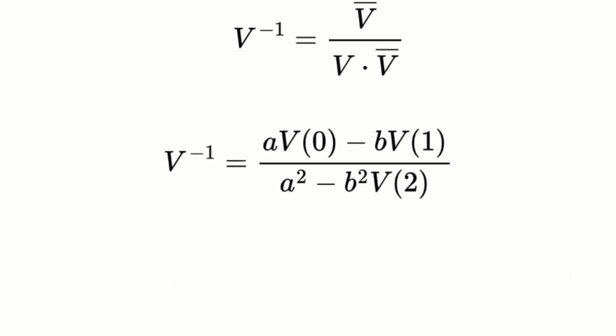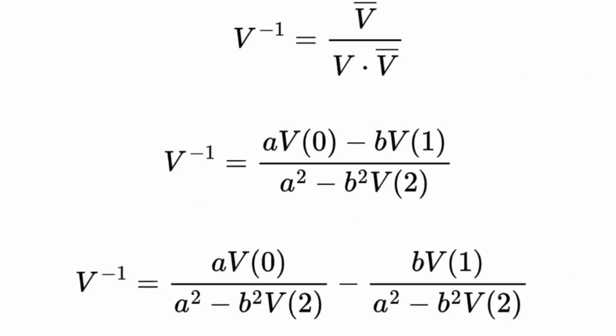of v divided by a squared minus b squared times v of 2. Substituting the conjugate of v, which is a times v of 0 minus b times v of 1, we get v inverse equals a times v of 0 minus b times v of 1, all divided by a squared minus b squared times v of 2. This expression gives us the inverse of v, but it still depends on v of 2. To fully simplify, we'd need more information about how v of 2 behaves.